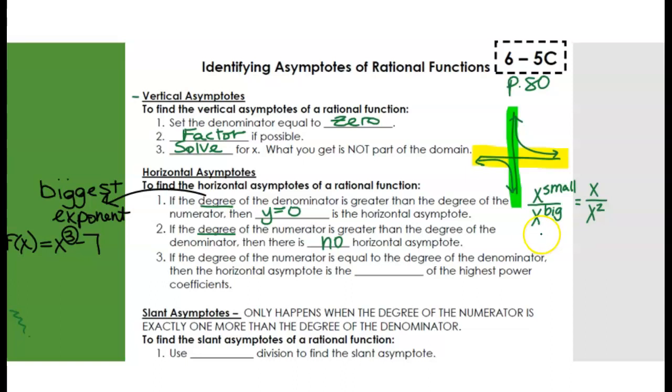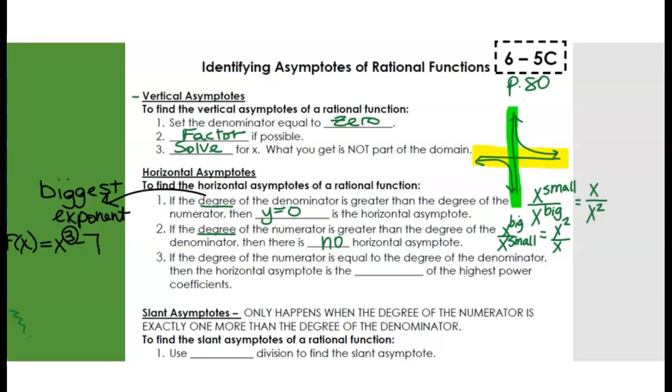So this situation would look like a numerator with a bigger exponent and a denominator with a smaller exponent. That would give no horizontal asymptote. Can you give me an example of what that might look like? X squared over x? Agreed. That would have no horizontal asymptote because the bigger degree is on the top, in the numerator.